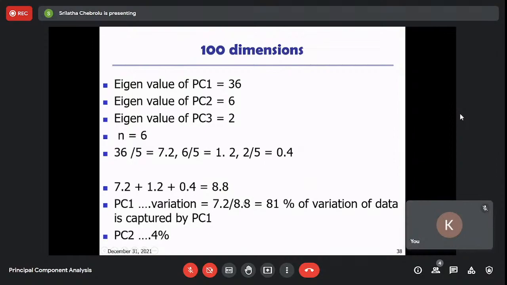Depending upon our application, we have to go to that extent. Say there are 100 dimensions and we stop at, let us say, where I want to capture only 90% of the variation of the data. Then the first three principal components will be sufficient. From 100 dimensions, we have taken only three principal components while preserving 90% of the variation.